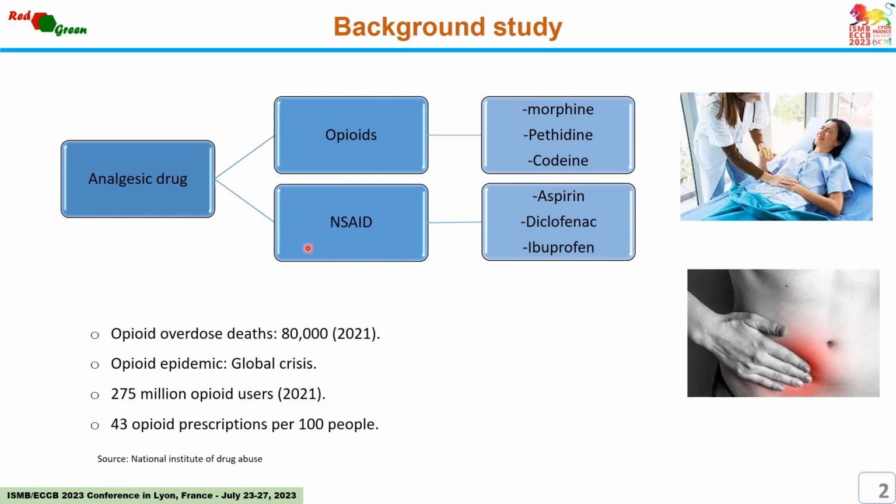Another group is opioids, which is only used for chronic pain, say for example at the time of surgery or when we use chemotherapeutic agents. According to National Institute of Drug Abuse, more than 18,000 people died because of opioid overdose, and it's a global crisis. 2,075 million people use opioids, where the prescription rate is 43%.